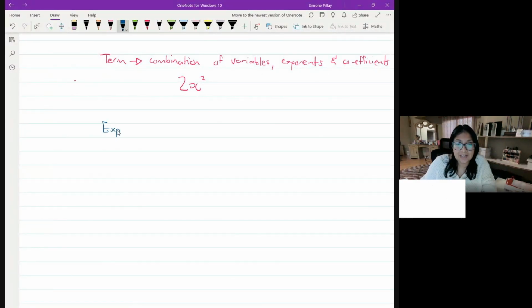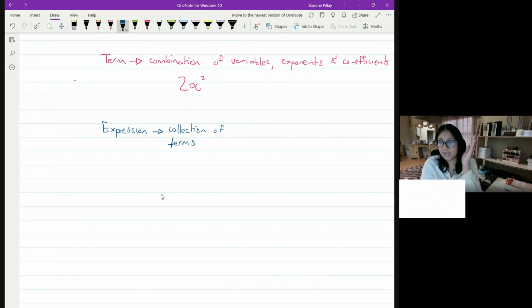When we're talking about an expression, it really is just a combination of terms, or rather a collection of terms. So when you have a term, that is a combination of variables, exponents, and coefficients. When you put those together, you get a term. When you put a bunch of terms together, you get an expression.